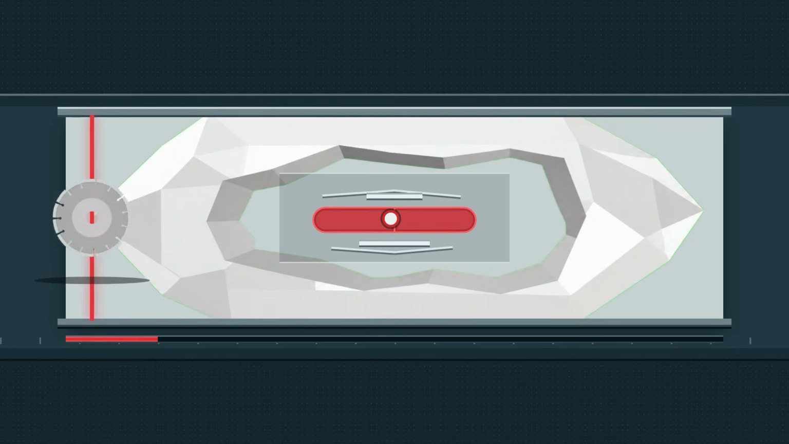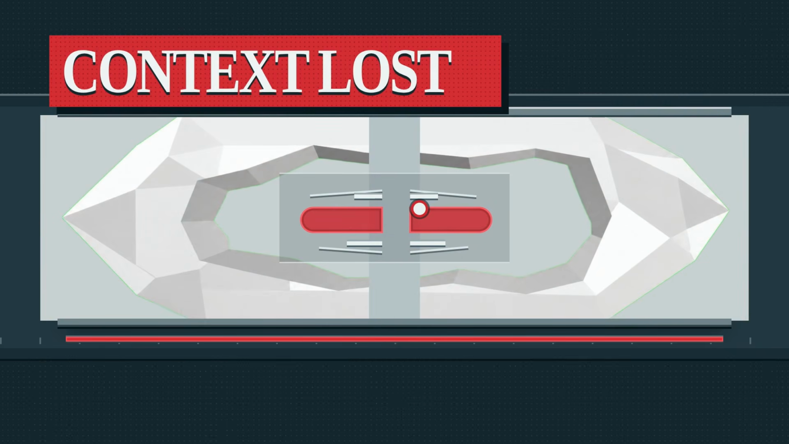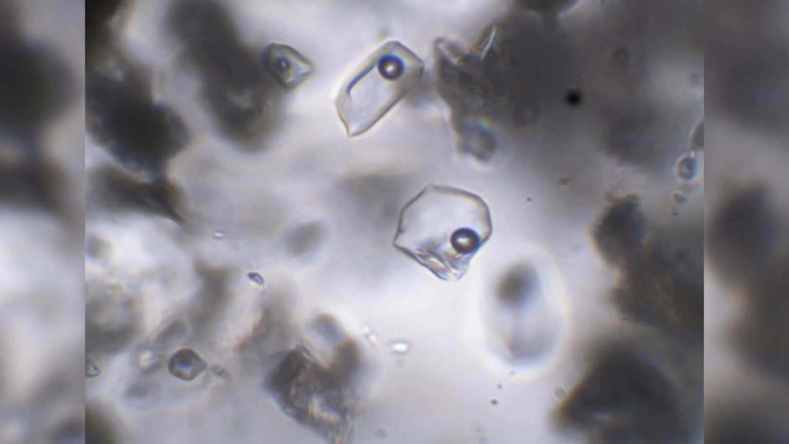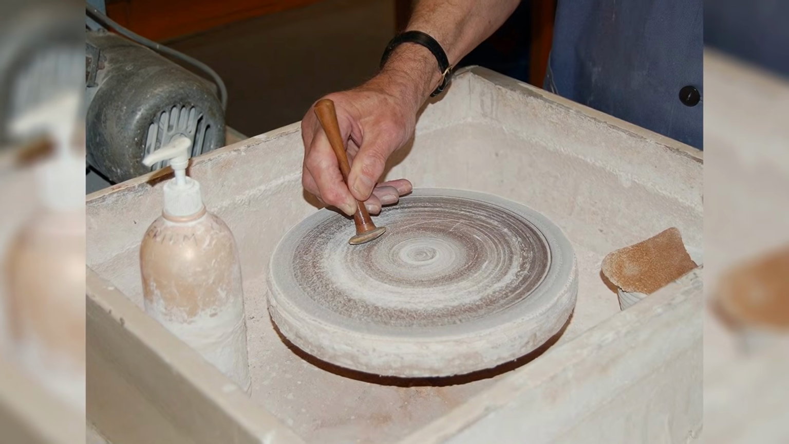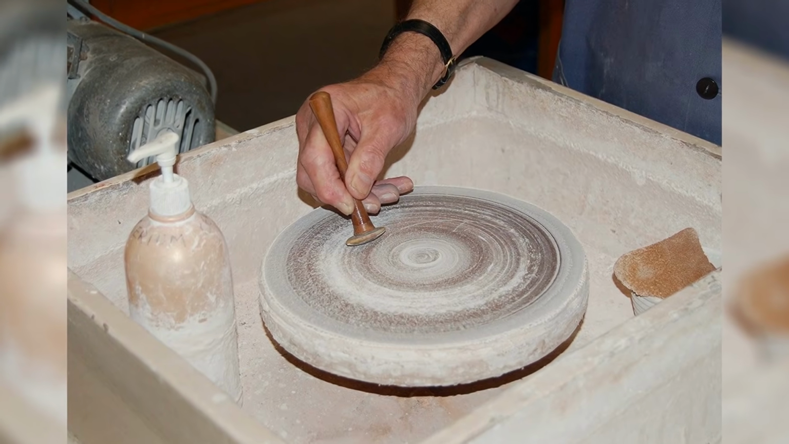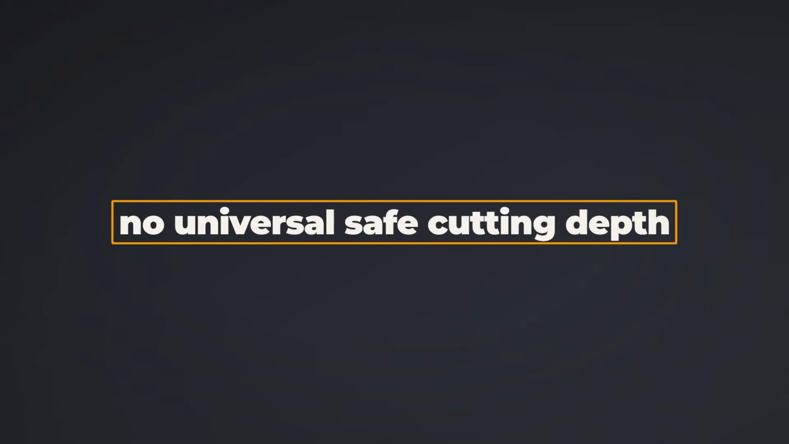Sawing the stone pushed that loss further. The cut destroyed more of the relationship between the bubble, the fluid, the fracture pattern, and the surrounding mineral. Polishing toward a cavity can improve visibility in some commercial specimens, but the remaining wall may be extremely thin. The available evidence provides no universal safe cutting depth.